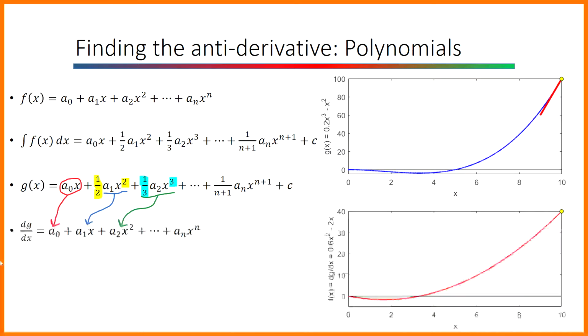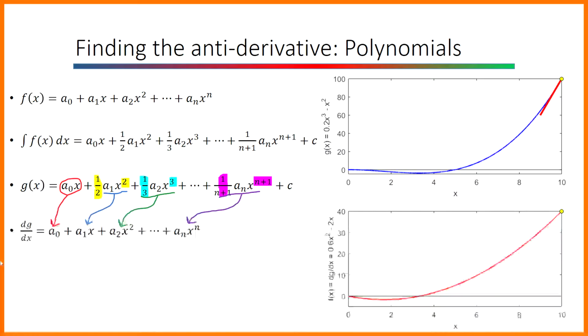Moving to the right, the derivative of x to the n plus 1 will be equal to n plus 1 times x to the n. So the n plus 1 in the exponent will cancel out with 1 over n plus 1. Therefore, the derivative of 1 over n plus 1 times a sub n x to the n plus 1 is equal to a sub n x to the n.